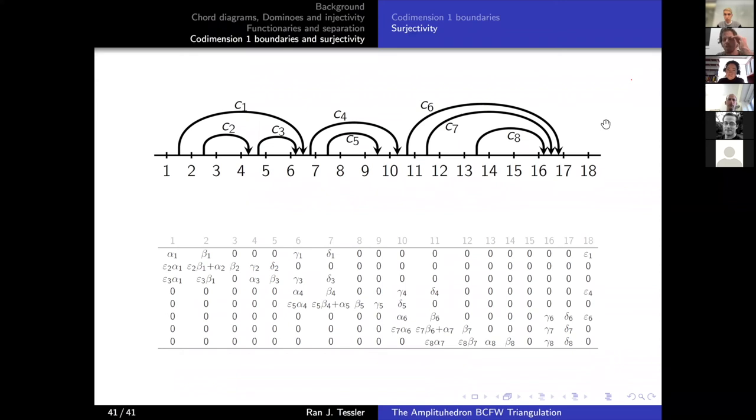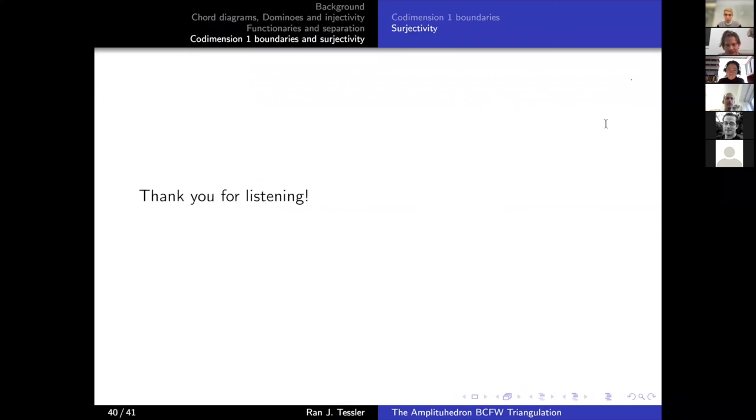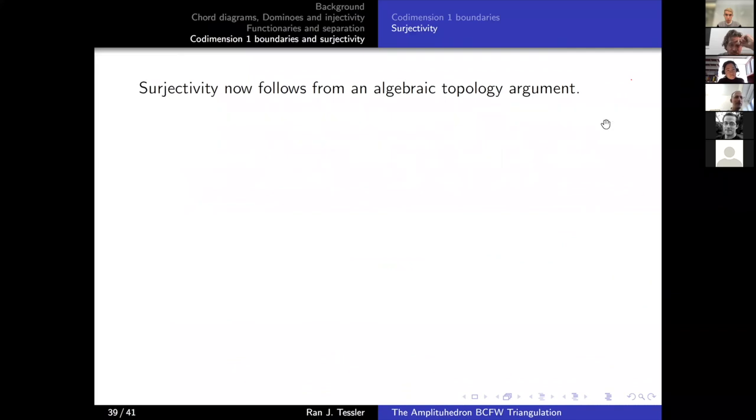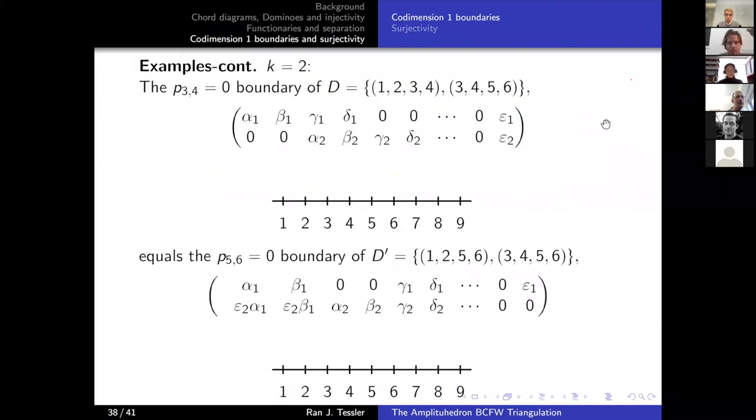Sorry. Do you ask if, whenever I have higher k, I still have, for any boundary which doesn't map to the boundary of the amplituhedron, another cell? That's your question? Yeah, something like that.